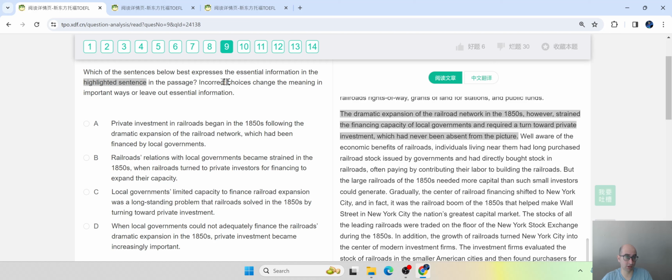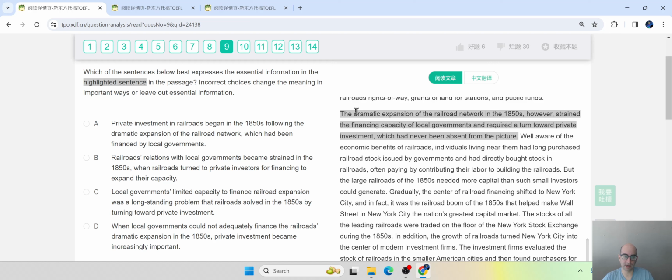Incorrect choices change the meaning in important ways. So they modify it, or leave out essential information. So maybe they're missing part of the important details as well. Okay, so let's take a look at this sentence. The dramatic expansion of... now one tip I have for my private students is to try to break down these words into simple meaning for yourself.